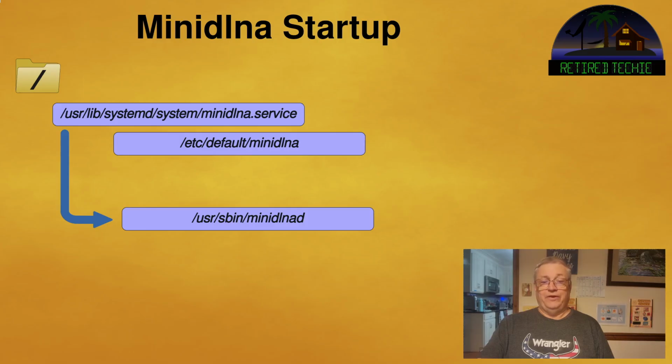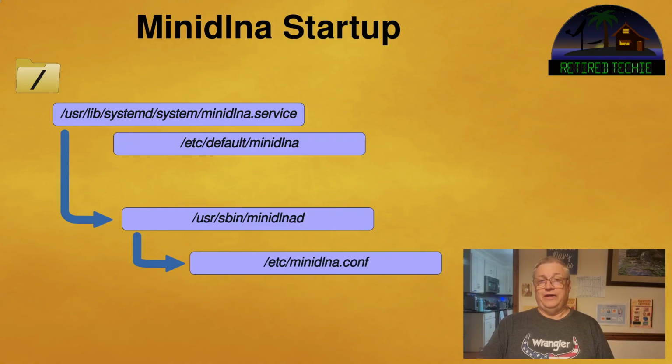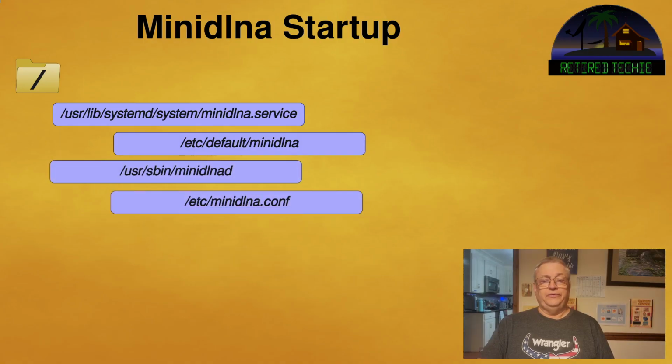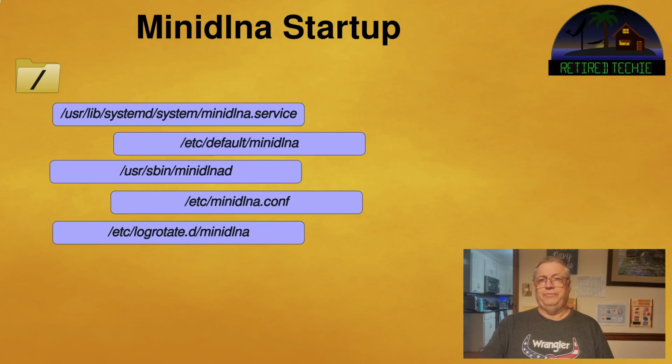Now said program file is going to access the /etc/minidlna.conf file, which is something we're going to be talking about later. So those are the basic files installed. There's an additional one installed at /etc/logrotate.d/minidlna, and I'm probably not going to look at this file, but you can if you want. It's basically for log rotation.